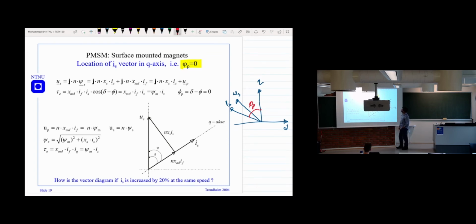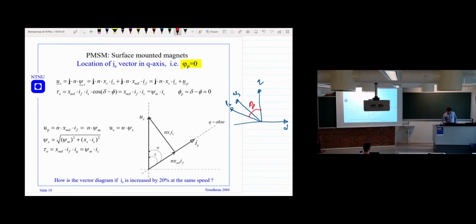So if you want to make this angle 0, then what are you doing? You are shifting this stator current towards the q-axis. So that is what you see. We have the stator current on the q-axis. This means we make this angle 0.